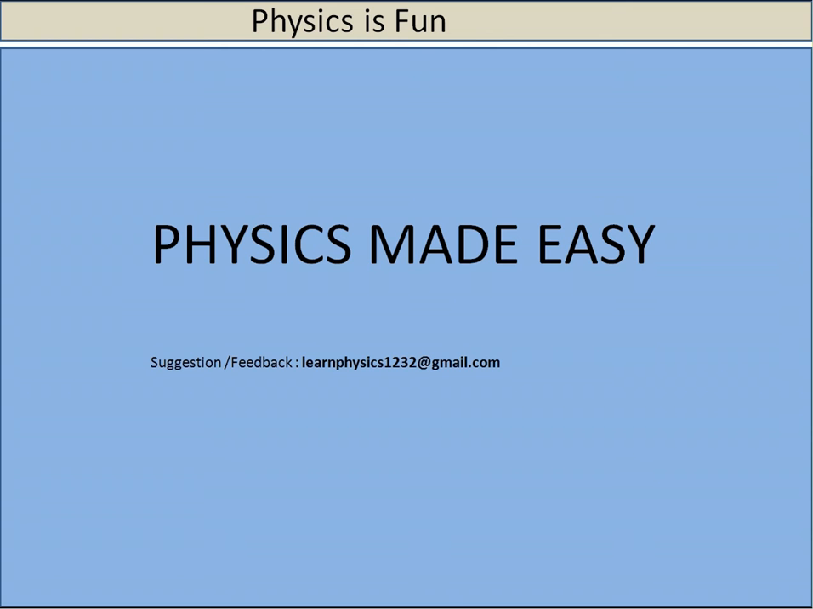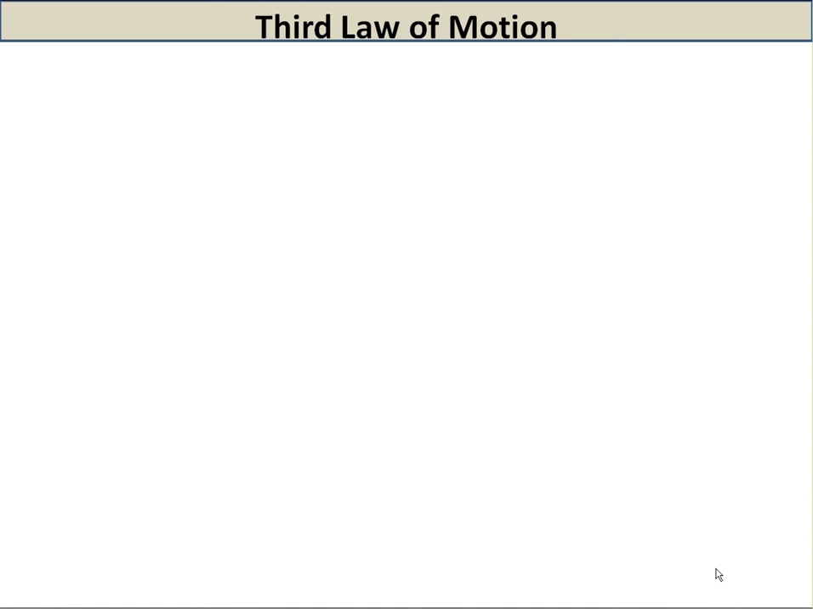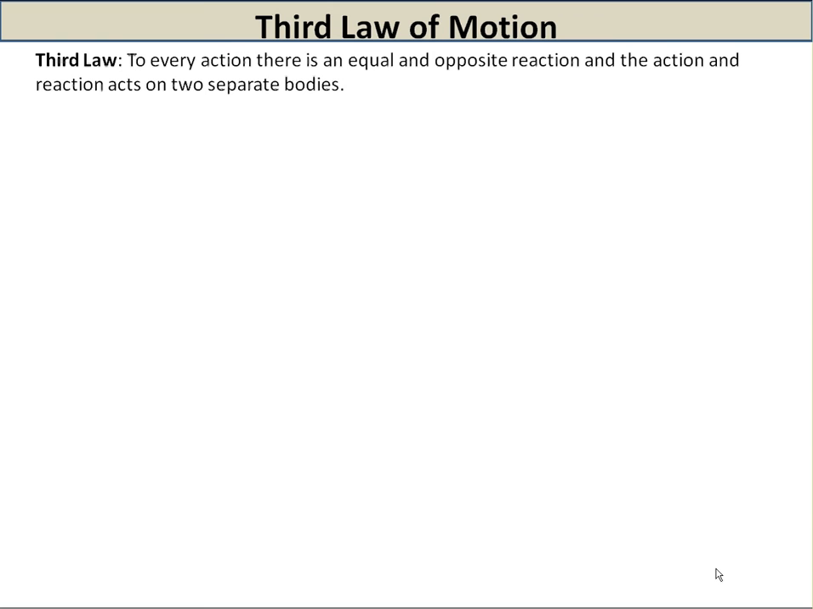In today's lesson, we shall learn Newton's third law of motion. So let's quickly move to see what Newton's third law of motion states. As you can see, Newton's third law of motion states that to every action there is an equal and opposite reaction, and the action and reaction act on two separate bodies. So let's understand what this means.